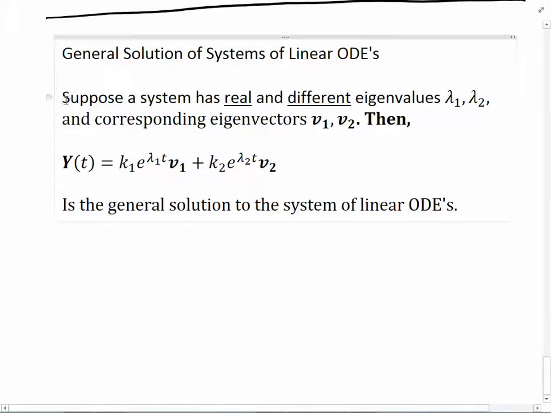first of all, we require that they have to be real eigenvalues, and they have to be two different ones. So in other words, lambda 1 can't equal lambda 2. They have to be distinct. And then the corresponding eigenvectors v1 and v2 respectively. Lambda 1 goes with v1, lambda 2 goes with v2. Then y of t, so that your x and y matrix, your solutions are k1 e to the lambda 1 t v1 plus k2 e to the lambda 2 t times v2.